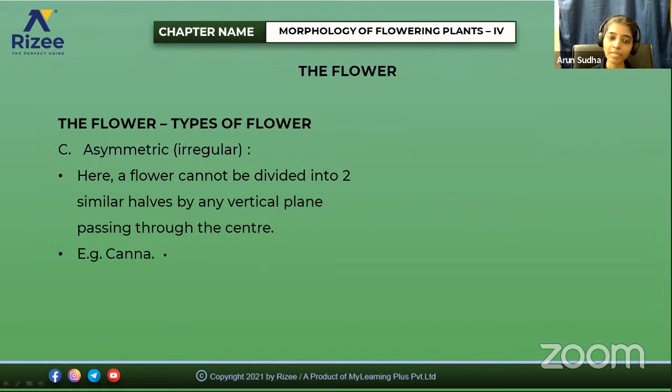Then in the case of asymmetric or irregular, here the flower cannot be divided into two similar halves by any vertical plane. Through any plane passing through the center, it cannot be divided into two halves. And the example here is canna. So the example for an asymmetric flower is canna. This type of classification is based on the type of symmetry: actinomorphic, zygomorphic or asymmetric.